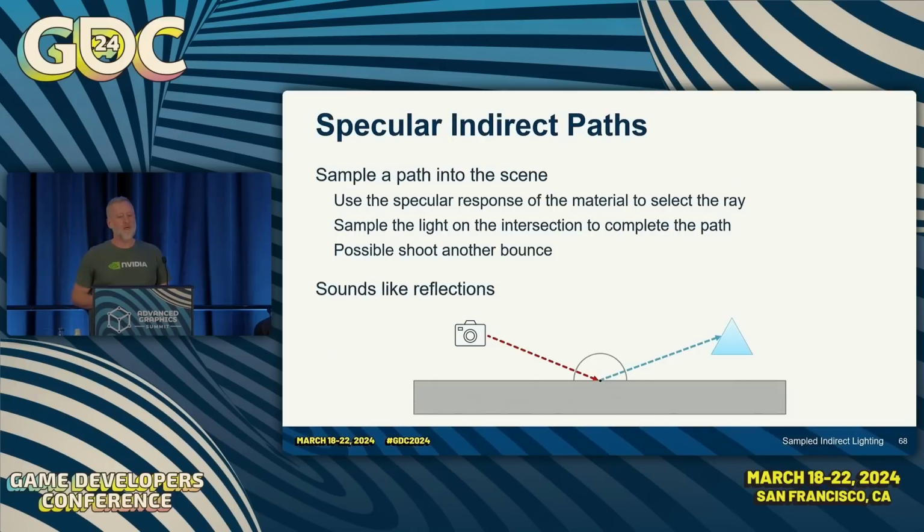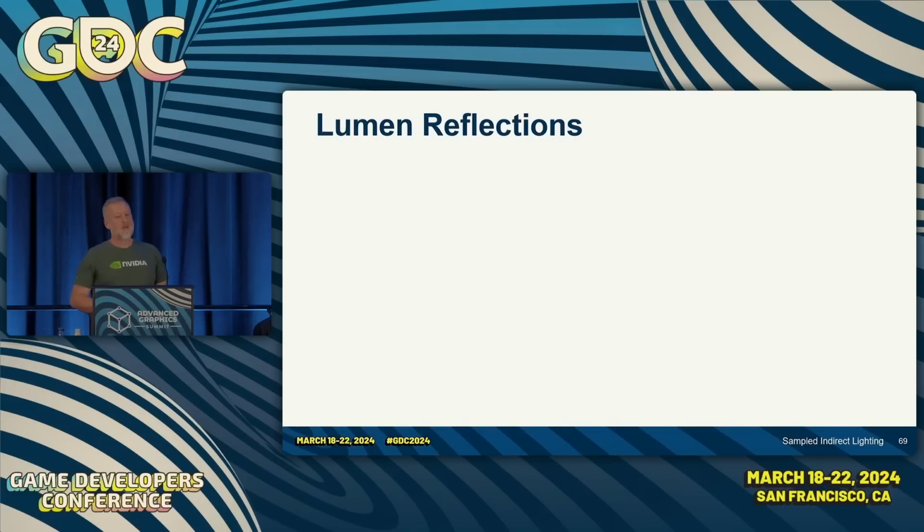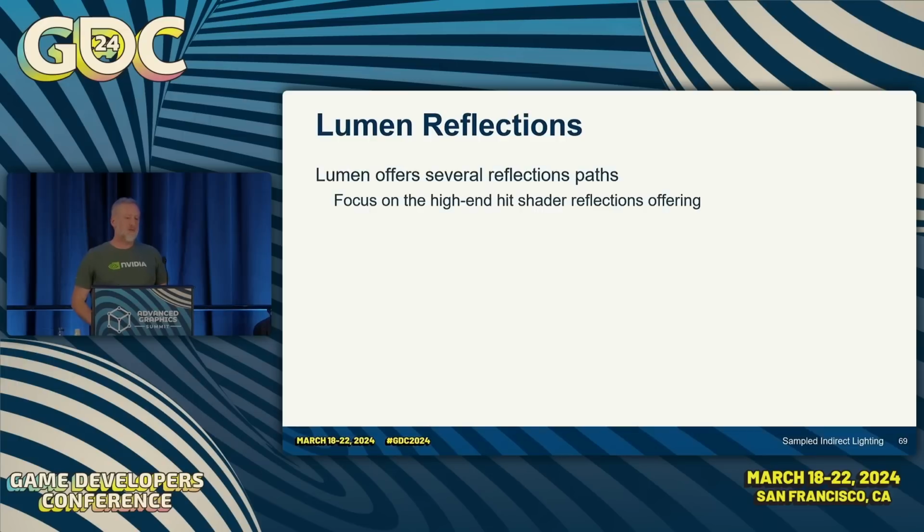So let's start looking at what we're doing. So specular indirect paths, we sample the material, we shoot a ray, and we hit something, and we light it, et cetera. It sounds like reflections. So what does the Lumen reflections path do for us? Well, the Lumen reflections path is going to sample reflection paths, but we're going to talk about the hit lighting version of this because we want to do the high quality stuff.